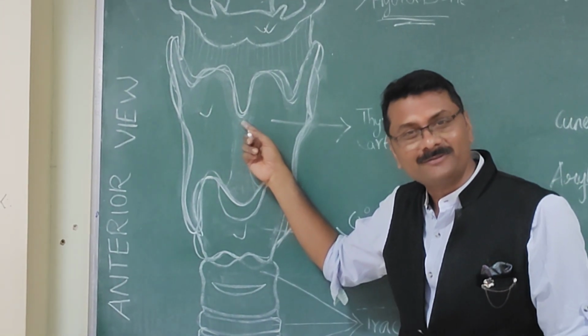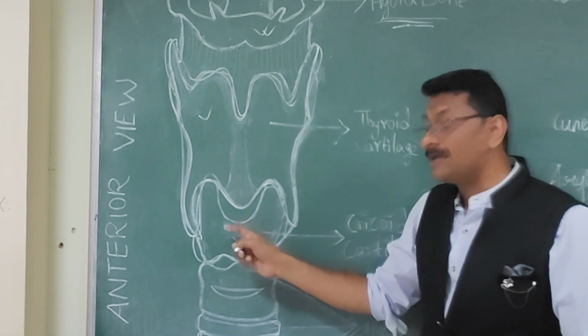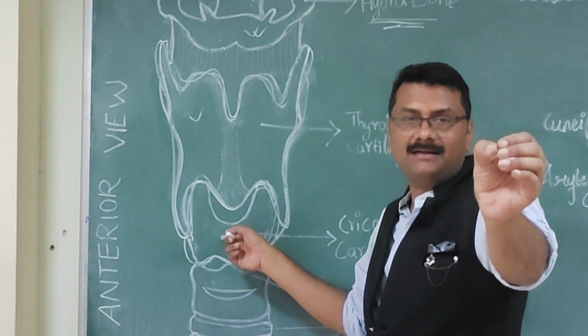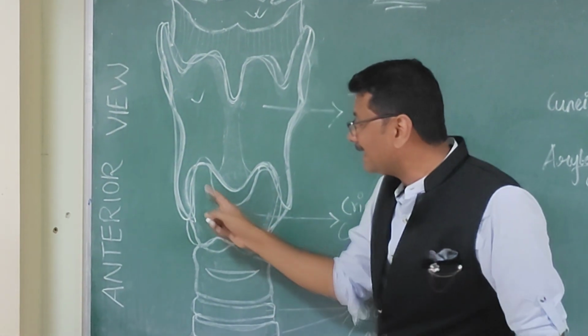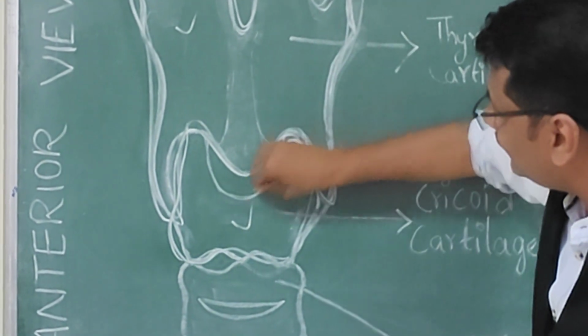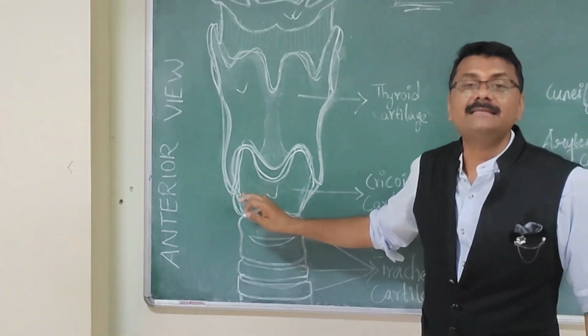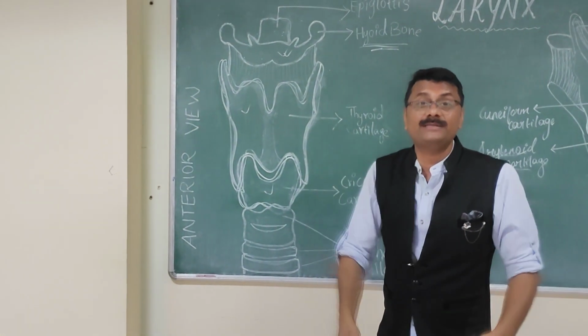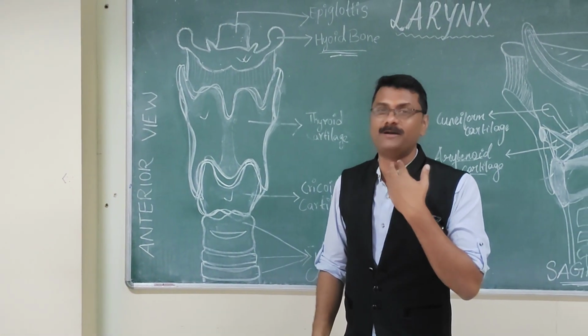The notch which you can see on a male's neck is the thyroid notch. Below this is a single ring-like cartilage known as the cricoid cartilage. So if you see here, this is the cricoid cartilage. These are the 3 things which can be felt on the anterior part of the larynx.